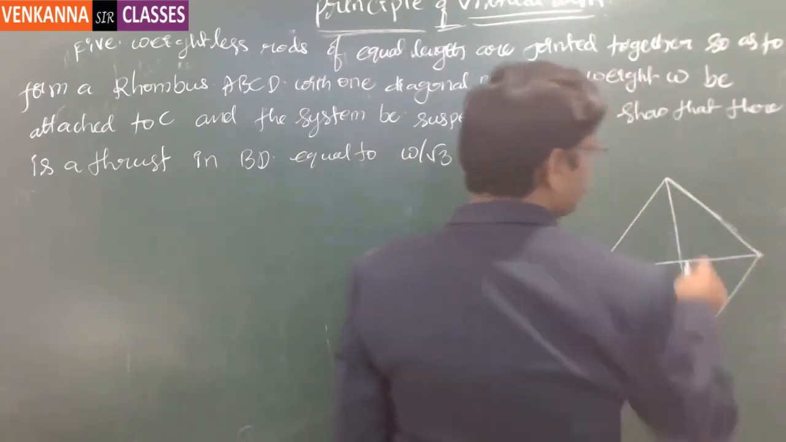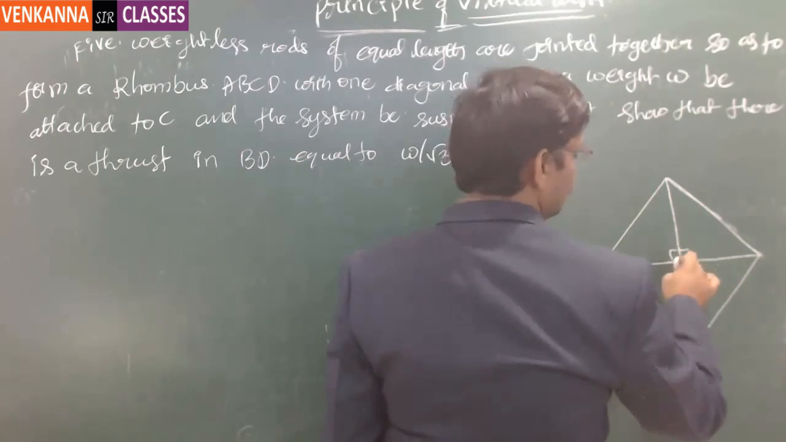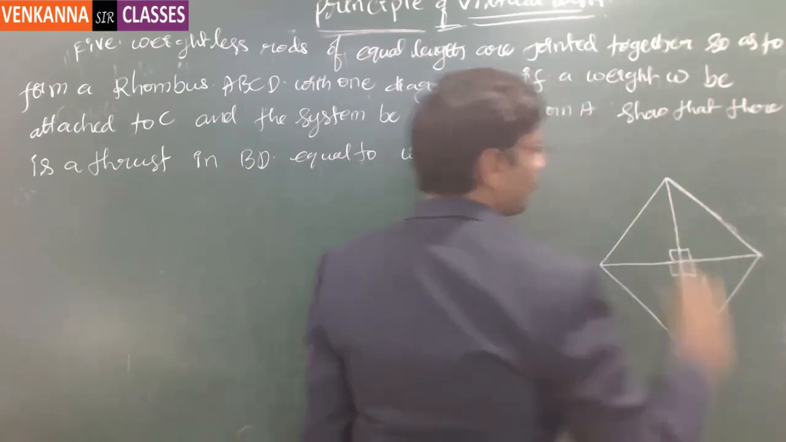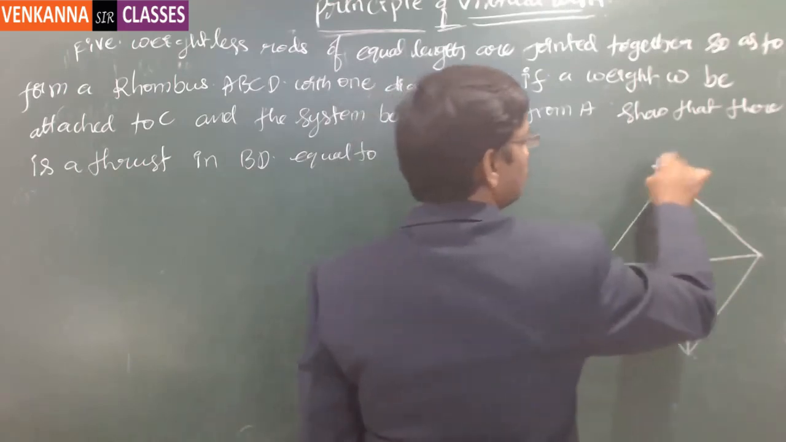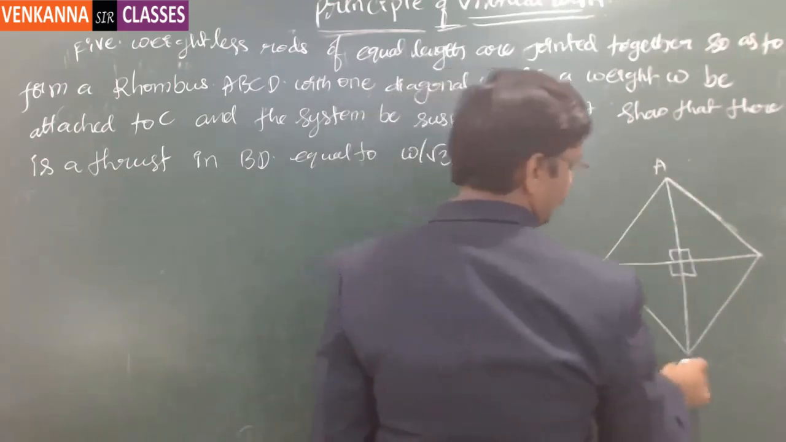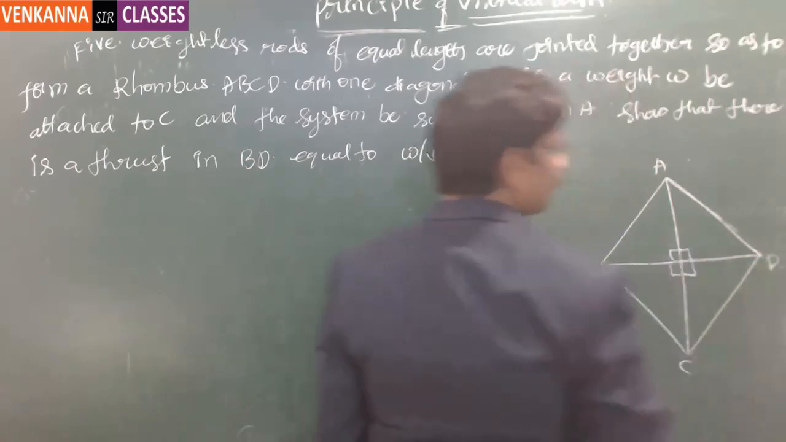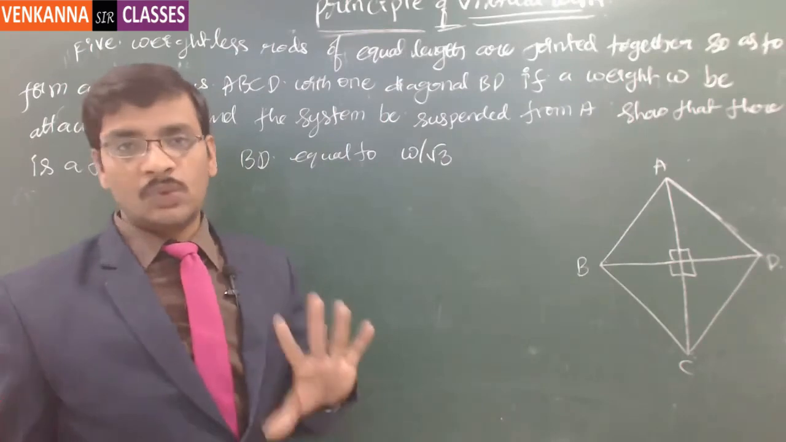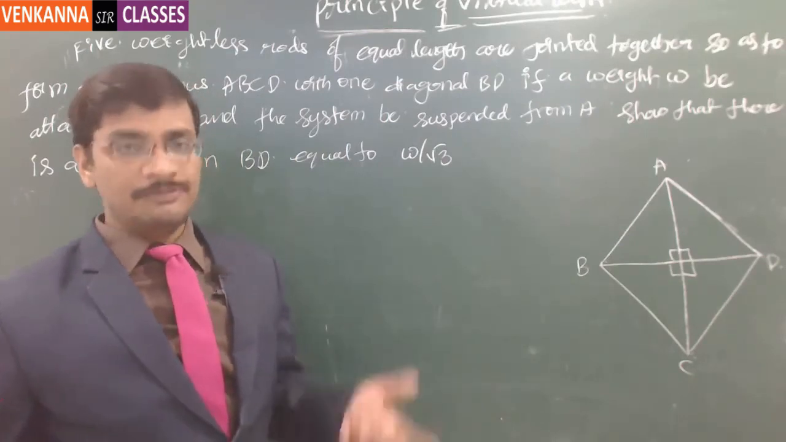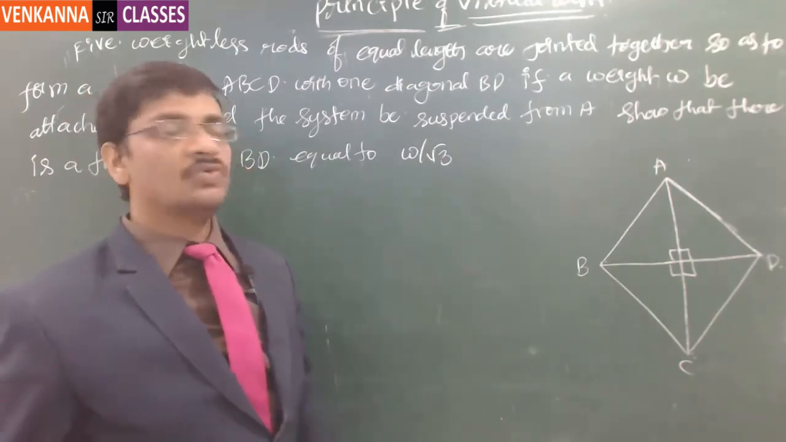So this is a rhombus. It makes an angle of 90 degrees here, and then these four lengths are equal to each other. So this is A and this is B and this is C and this is D. Right? And then five equal length rods of weightless are jointed to form a rhombus.